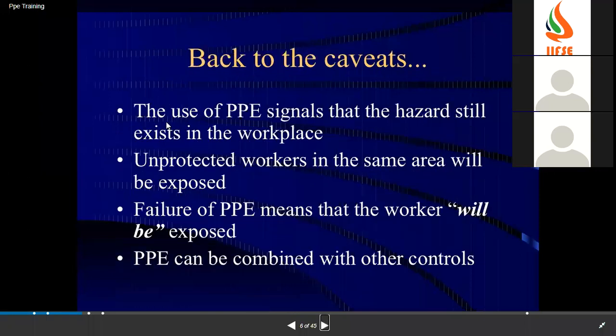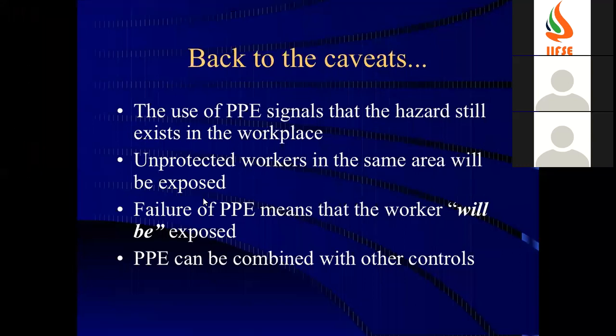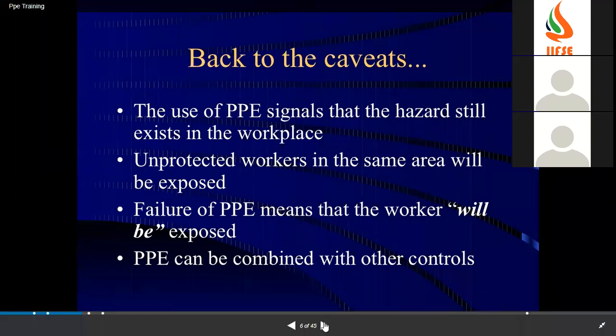The use of PPE signals that hazards still exist in the workplace. Unprotected workers in the same area will be exposed. Failures of PPE can mean the worker will be exposed. PPE can combine with other controls. So here what he is saying is that even with the use of PPE, the hazards still exist. It doesn't mean that if you are with good personal protective equipment, nothing will happen. Sometimes the improper usage of PPE is also a hazard. That one has to keep in mind.